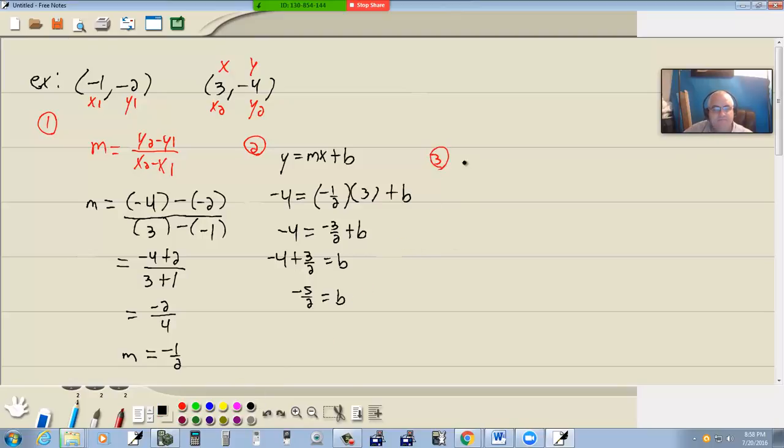Step 3. Write our answer. So we want to plug in the m we found in step 1, which is negative 1/2, and the b we found in step 2, which was negative 5/2. And that would be our answer.